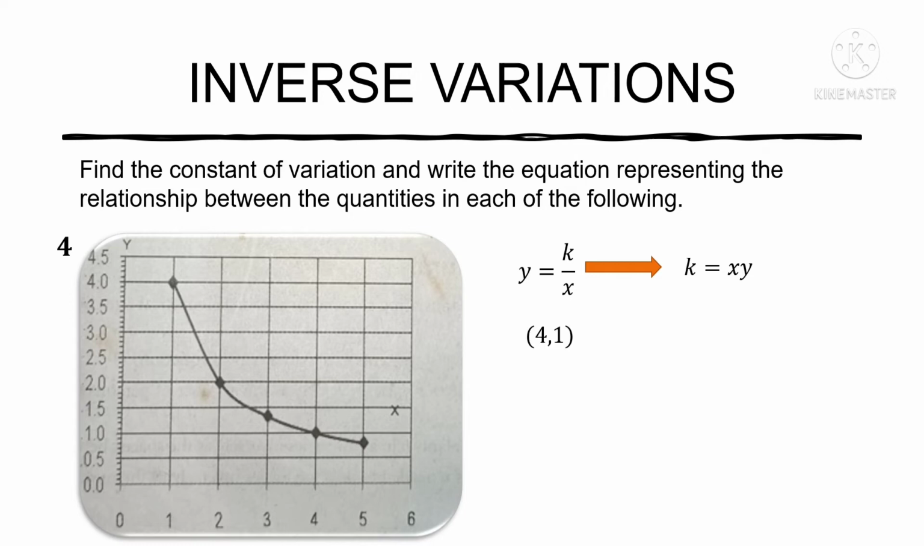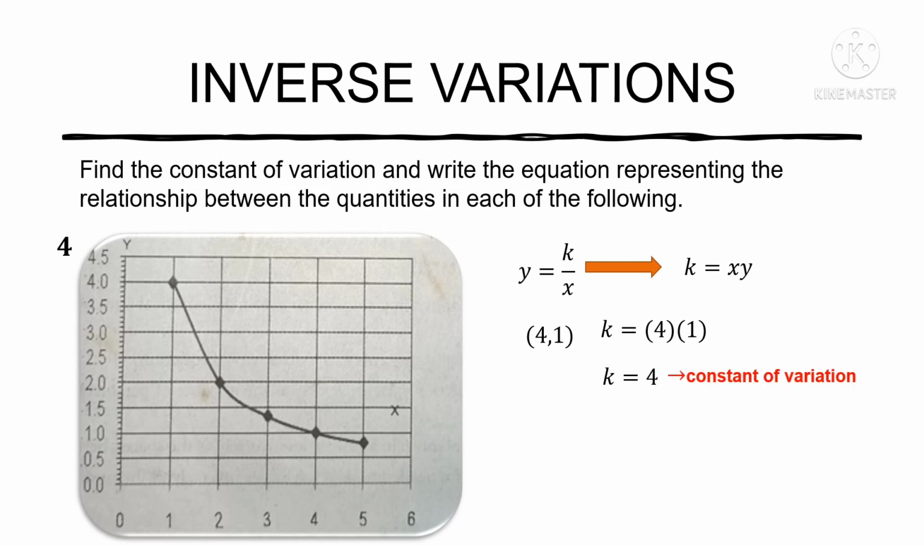Sabihin natin yung point natin ay 4, 1. Pwede naman kunin natin yung 2, 2, at saka yung 1, 4. Hindi kasi natin eksakto makukuha itong point na ito. Mahirap. Mas maganda lang kunin natin yung mga integers talaga para mas mabilis. So, substitute natin yung 4 sa x at yung 1 naman sa y. 4 times 1, of course, that is positive 4. So, yun yung ating constant of variation.